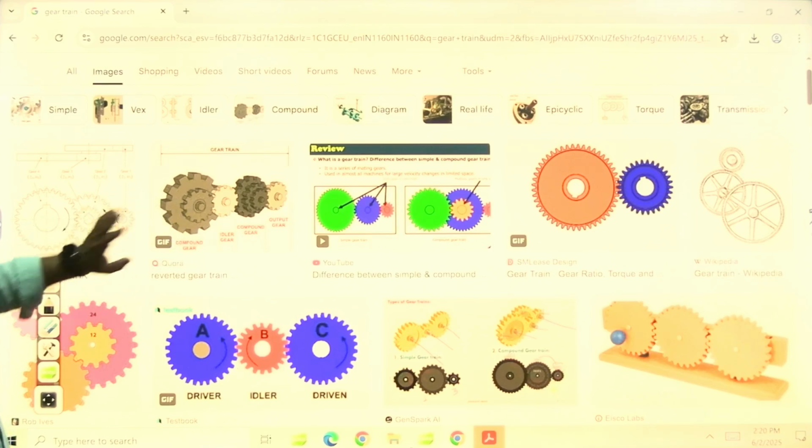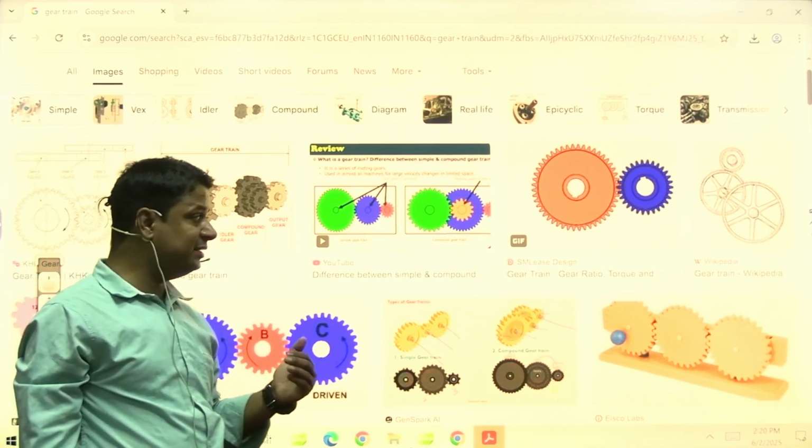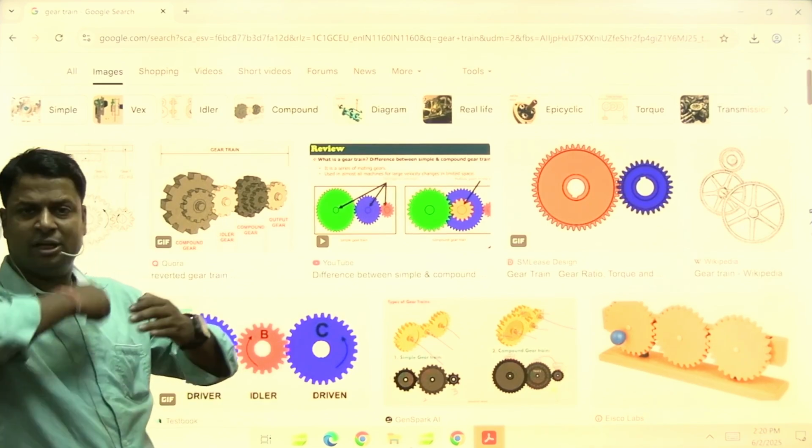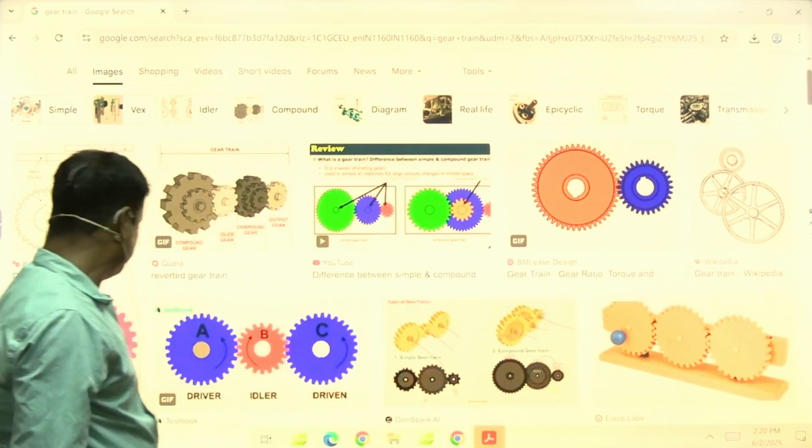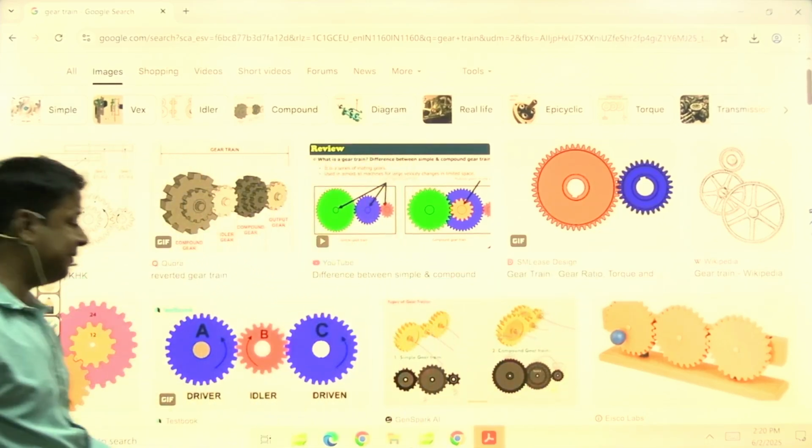Look here. If one gear is completely rotating around another gear, then this type of arrangement is known as an epicyclic gear train. Okay, so let's come to our slides.